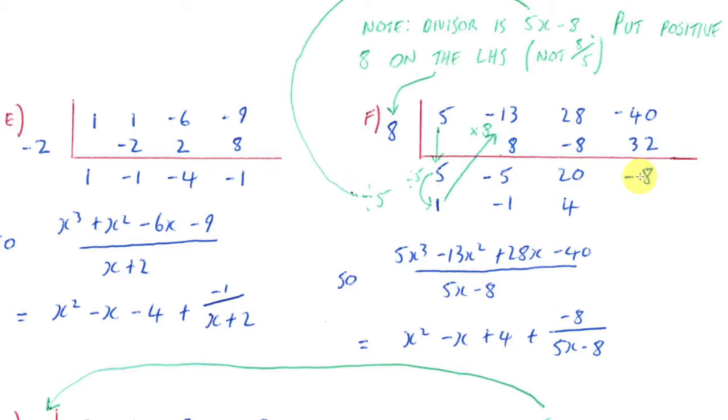So, what have I found? This cubic divided by that linear will give me x squared minus x plus 4 with a remainder of negative 8, and we write that as being negative 8 over the divisor 5x take 8. Please note that in this last column, you don't divide by the 5. You just leave it there.